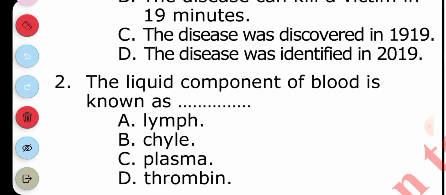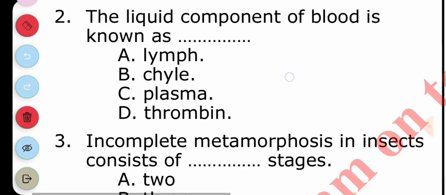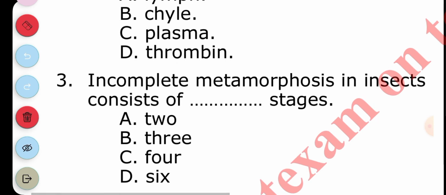Question 2. The liquid component of blood is known as A, lymph, B, chyle, C, plasma, D, thrombin. And the answer to this is C, plasma. Question 3. Incomplete metamorphosis in insects consists of dash stages. We have A, 2, B, 3, C, 4, D, 6. Incomplete metamorphosis in insects consists of 3 stages.